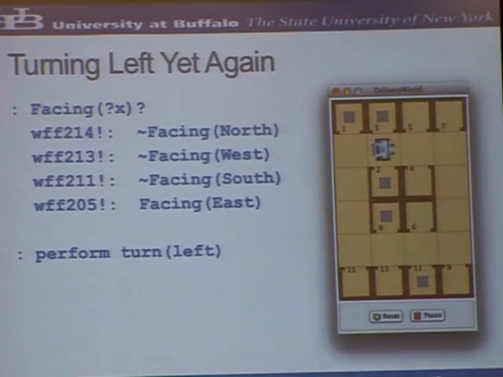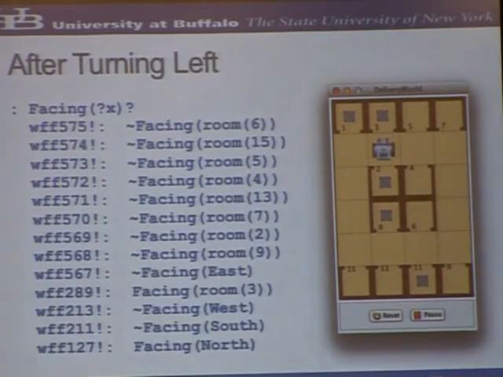So turn left yet again. Now which way are you facing? Not north, not west, not south, but east. Perform turn left. Turn left, now which way are you facing? So all these negations about what it's not facing, but it's facing north and facing room 3. Right? So it turned left, and then because of that policy, read the room number, and now it knows which room number it's facing.